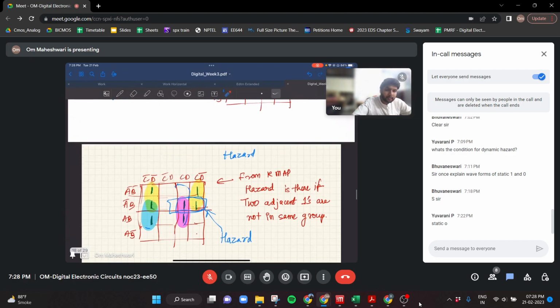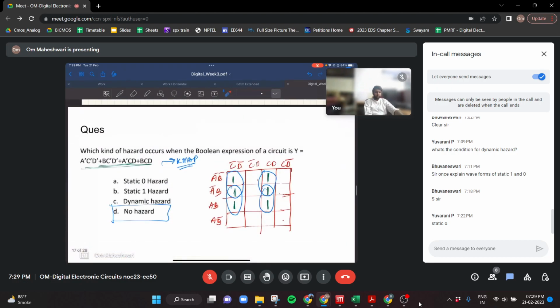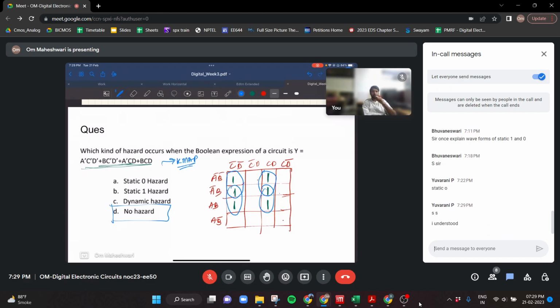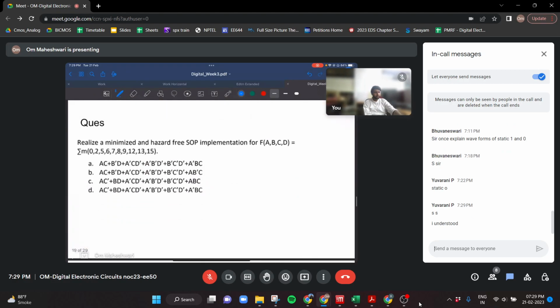So is this condition clear? Yuvarani, it is not static zero. It is no hazard. Okay. So it might be new to you, but please go through the videos in week 3. It will make it very clear. Okay. This was this.